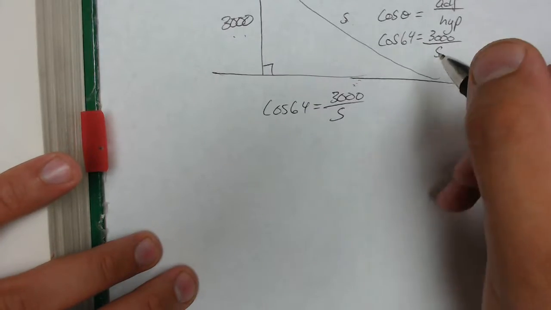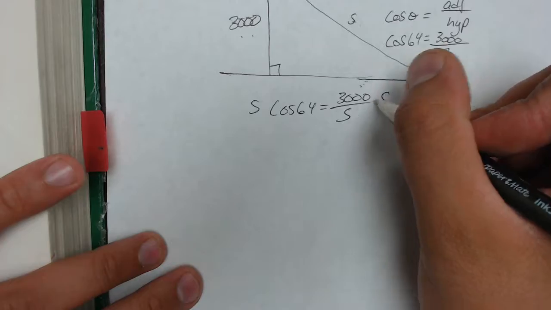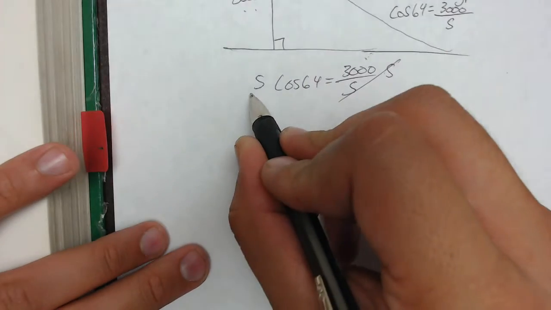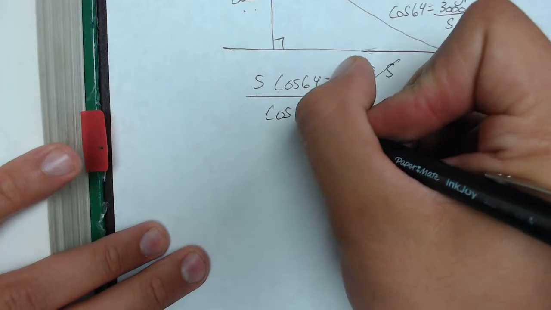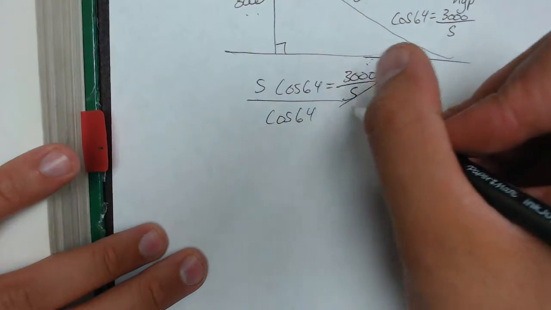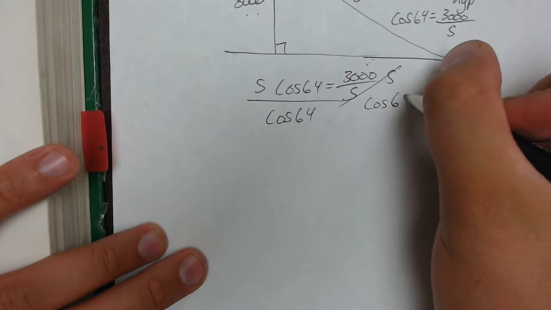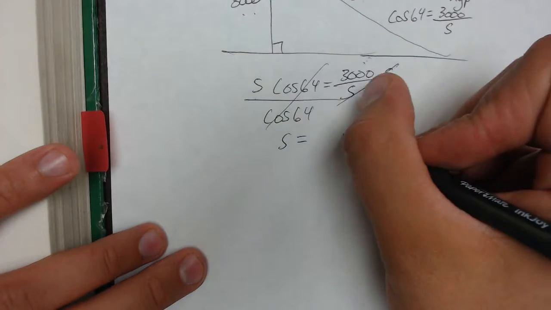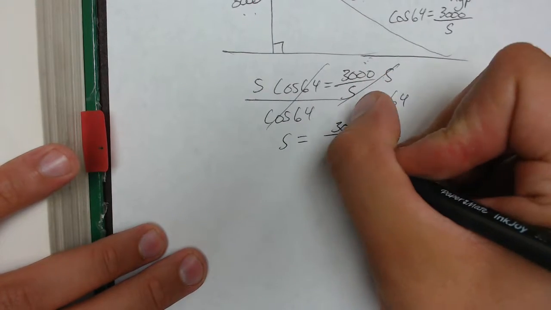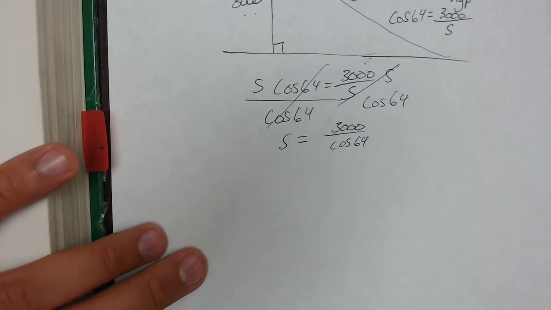One way we could do that is we could multiply each side by S, get it out of the denominator. Now we still need to get S by itself, so we'll divide by cosine of 64 on each side. That cancels. So then S is going to equal 3,000 divided by the cosine of 64. Once I have this, I can punch this into my calculator.